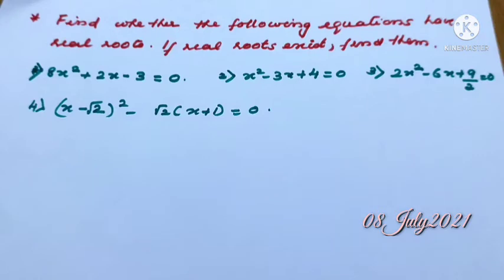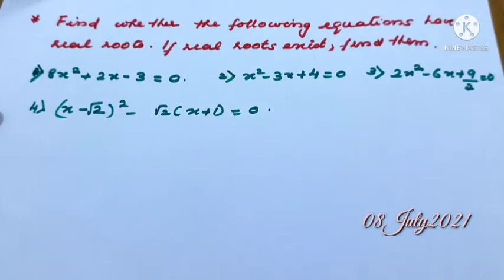Good morning children. Last class we have seen what the discriminant of a quadratic formula is, and the discriminant is the one which decides whether the equation has real roots, equal roots, or no roots. So based on that we are doing today's questions.